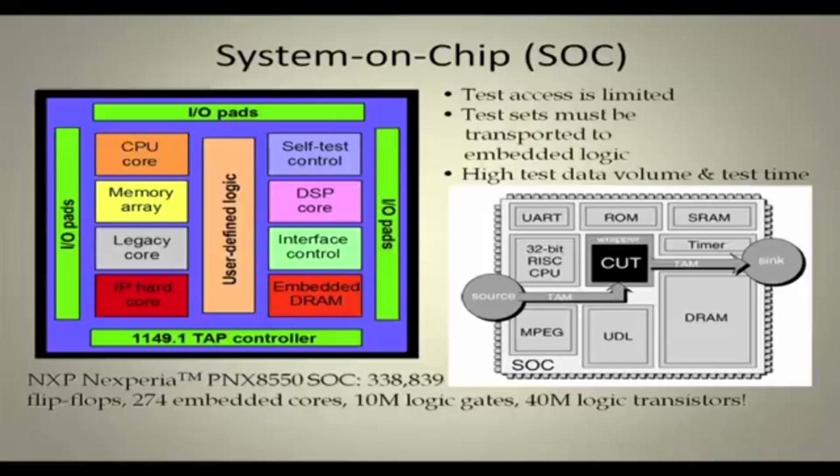So, this is a typical example, like the NXP Nexperia processor PNX8550 SoC. It has so many flip flops, 274 embedded cores, 10 million logic gates and 40 million logic transistors. That is a huge amount of space, a huge amount of complexity that we have, and now we must be able to test such complex systems in a SoC paradigm.